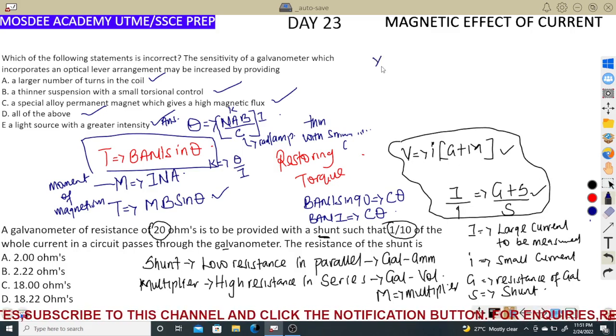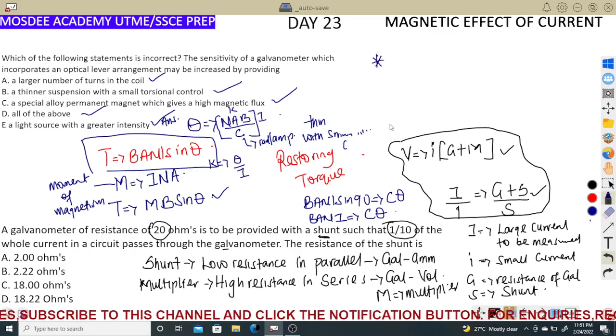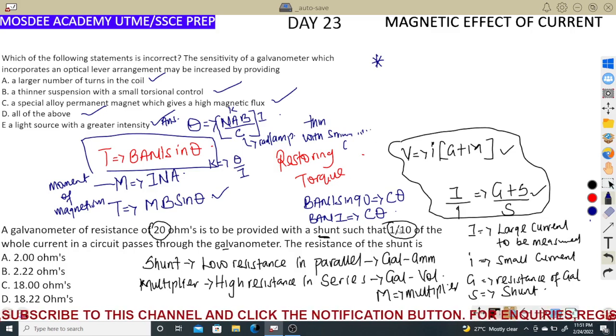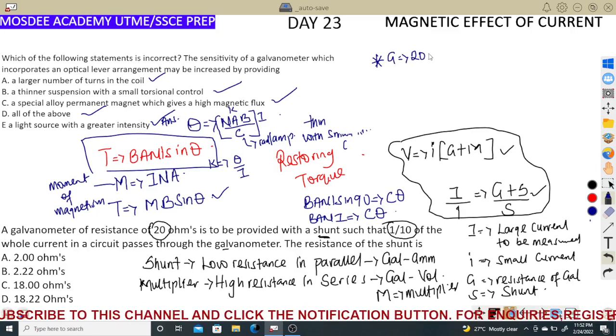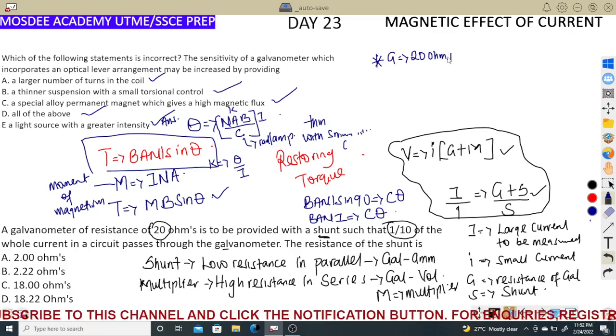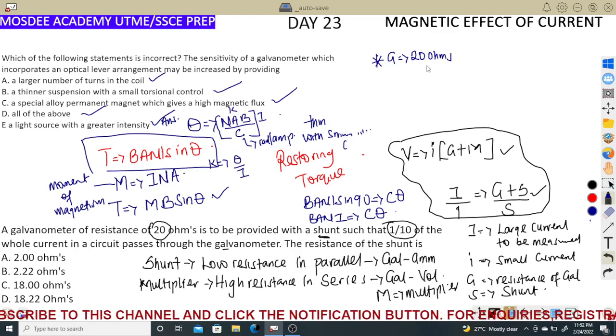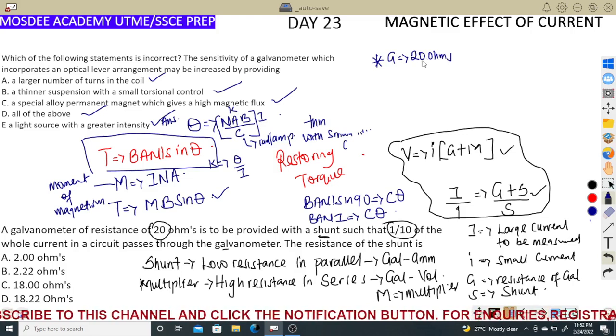Let's solve this question now that we have the idea about what it takes. Let's quickly solve without wasting time. Look at this: a galvanometer of resistance 20 ohms, that means G equals 20 ohms. I hope students are following. I'm not going to waste your time.